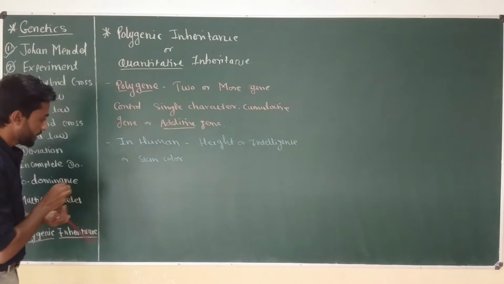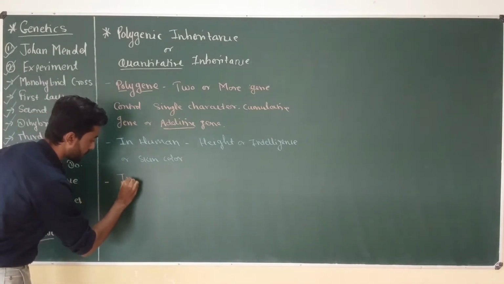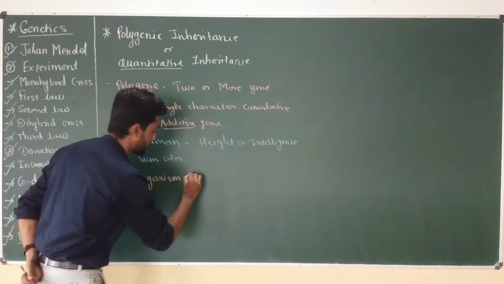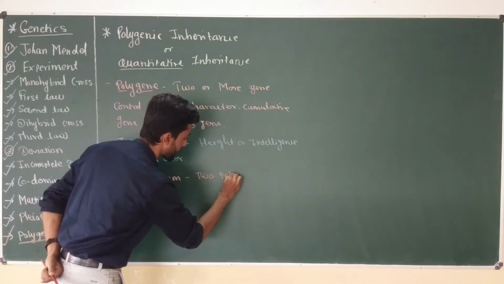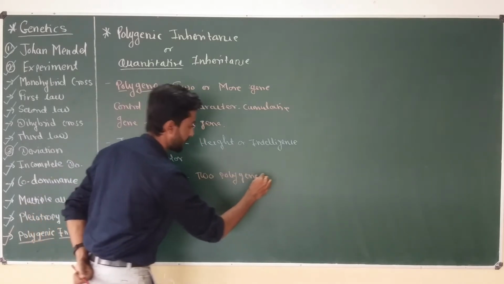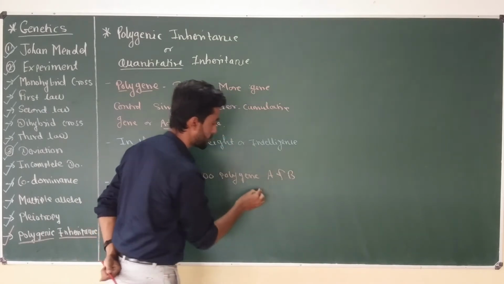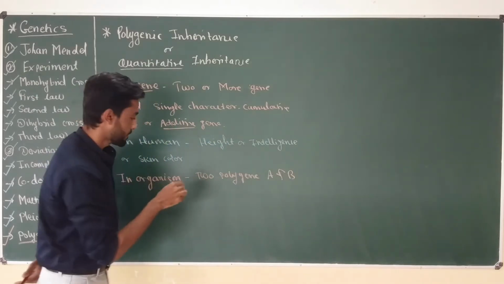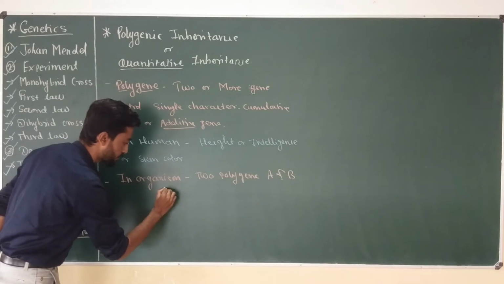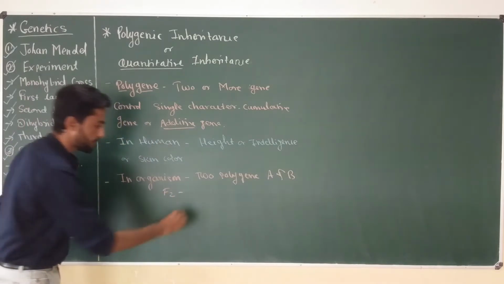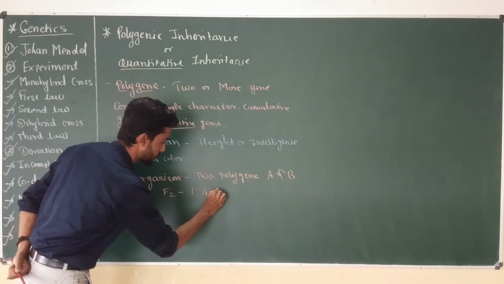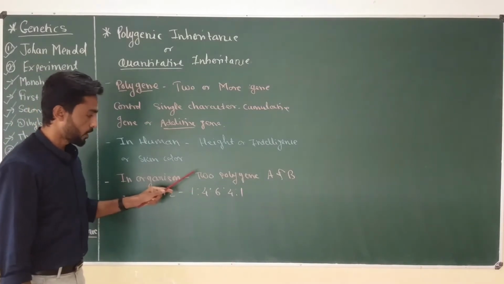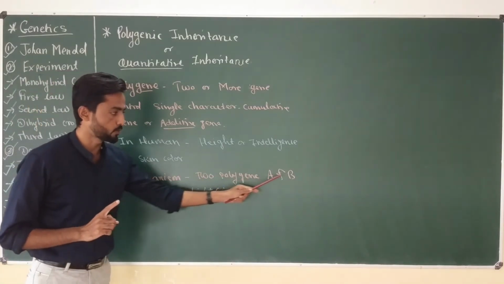Now, if in an organism any character is controlled by two polygenes, like A and B, suppose these are the two genes, capital A and capital B, and they are controlling the X character, then in that case the F2 ratio or filial two ratio becomes 1:4:6:4:1. So this is the second generation ratio in an organism for a character which is controlled by two polygenes.